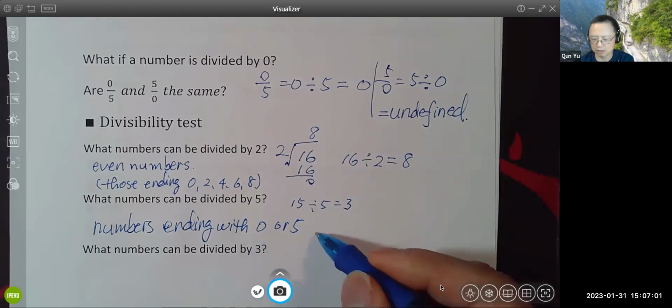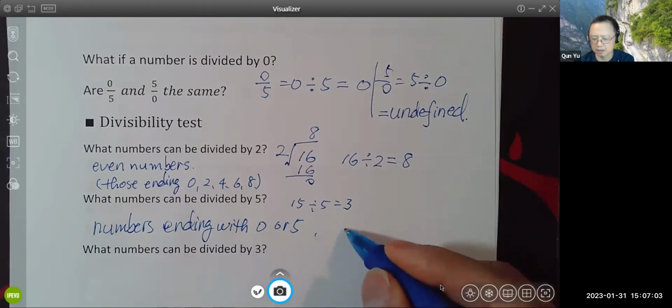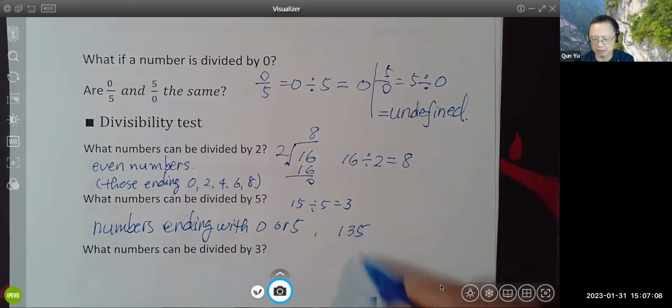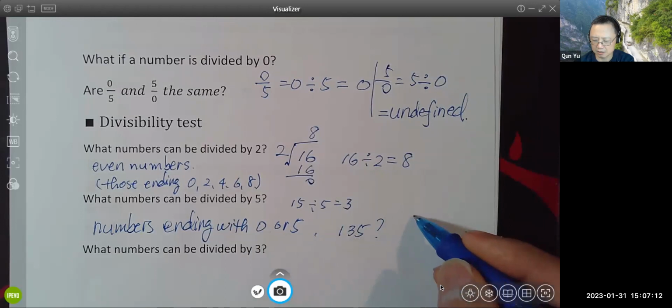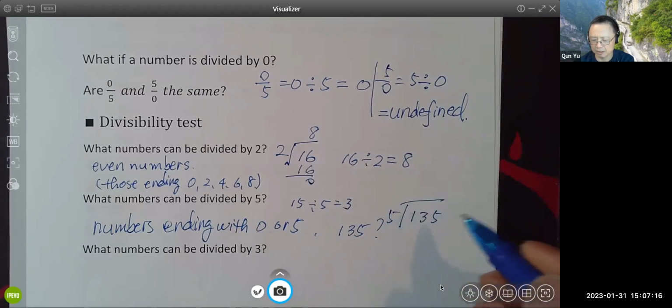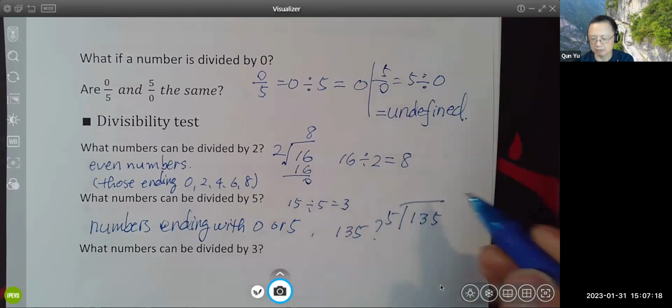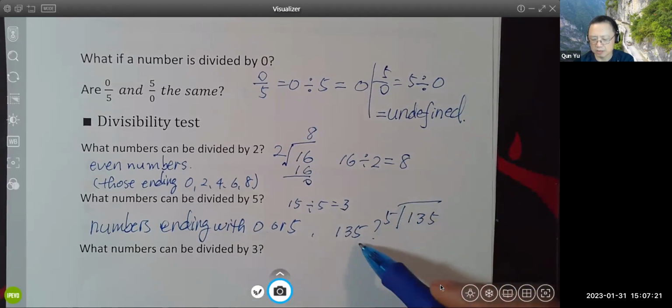So for example, how about 135? This ends with 5. Can this number be divided by 5 evenly? Let's try it, divided by 5. And when we do division, by the way, this really means how many 5's are in this number 135.